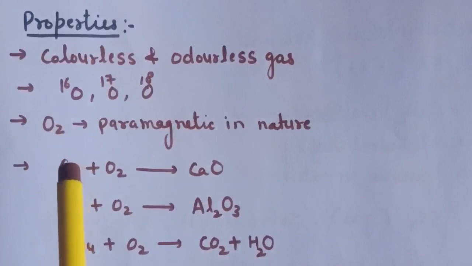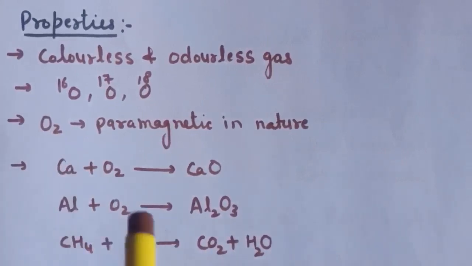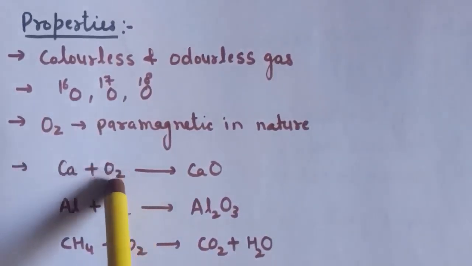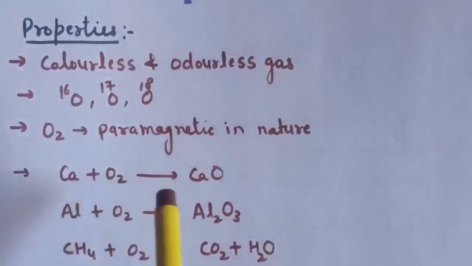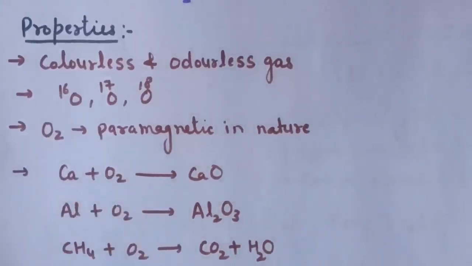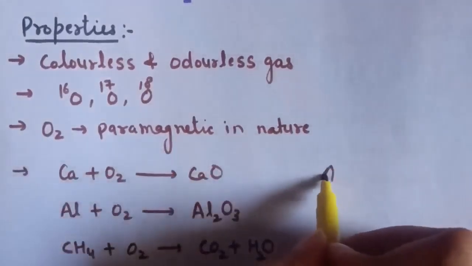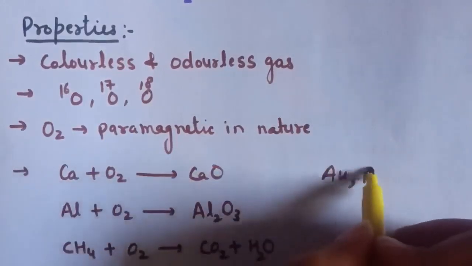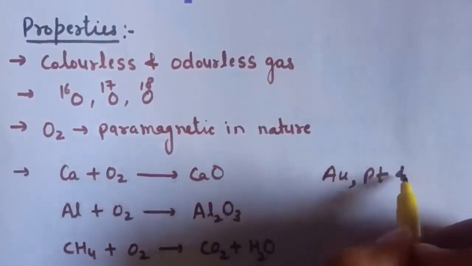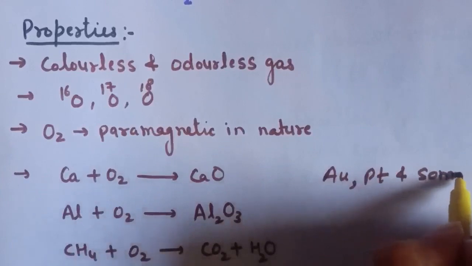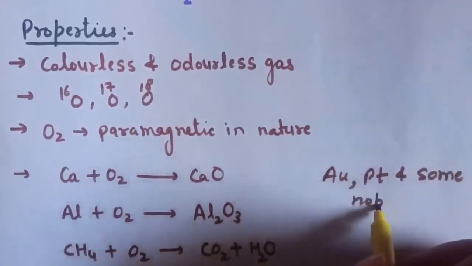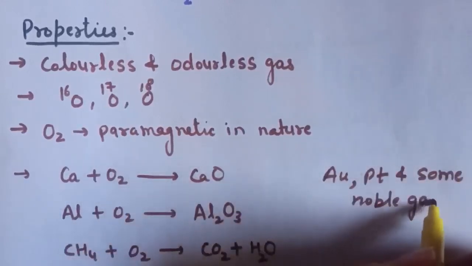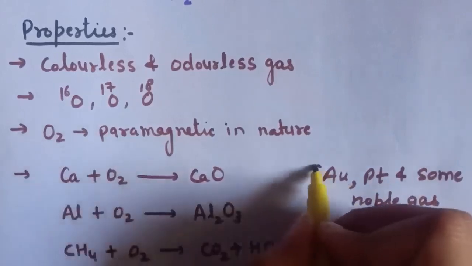The next property is that dioxygen can react with metals and non-metals, except in a few cases: oxygen does not react with gold, platinum and some noble gases. That is, with these, oxygen does not react.